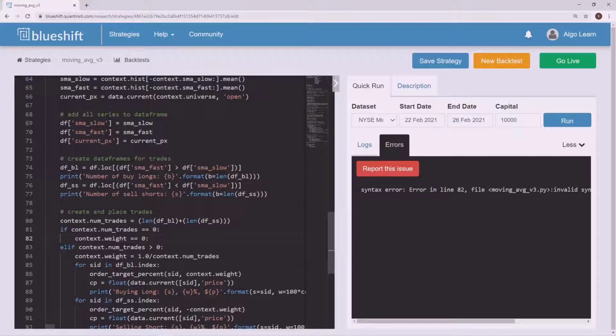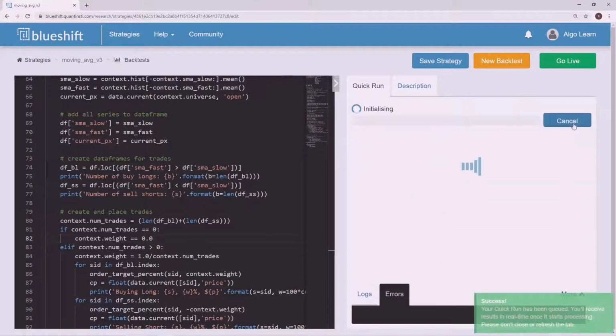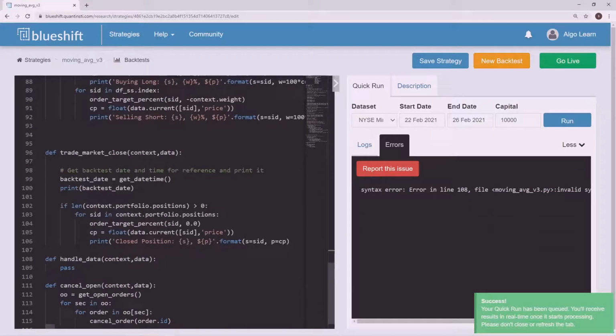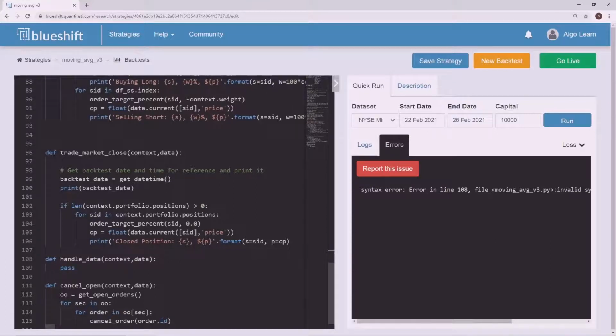Oh, okay. Error on line 82. I do not need a colon, and probably a lot of you were screaming when you saw that. Oh, he lost a colon. That's going to be a problem. You were right. Line 108. Man, I got a lot. Find handle data.